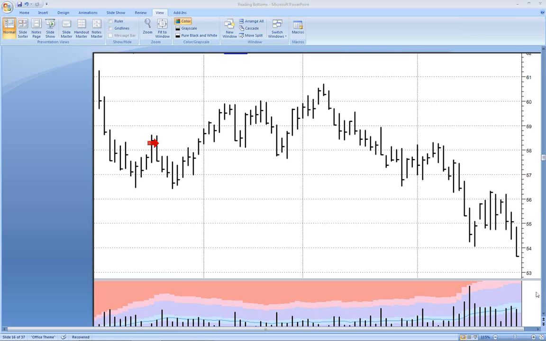Hopefully that makes sense. Okay, so we're coming down. What do you notice about this coming down here? What do you think about this?